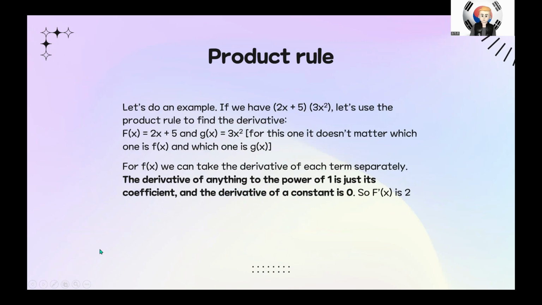So let's do an example. If you have 2x plus 5 times 3x squared, let's use the product rule to find the derivative. And f(x) is 2x plus 5 and g(x) is 3x squared. For this one, it doesn't matter which one is f(x) and which one is g(x). Obviously, for f(x), we can take the derivative of each term separately. The derivative of anything to the power of 1 is just its coefficient, and the derivative of a constant is 0, so f prime(x) is 2.